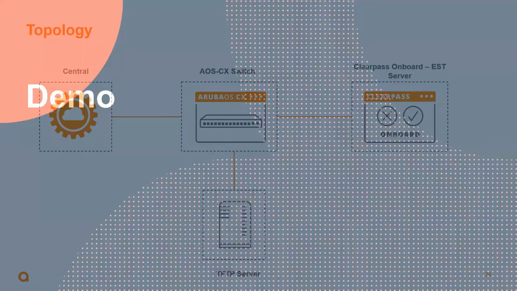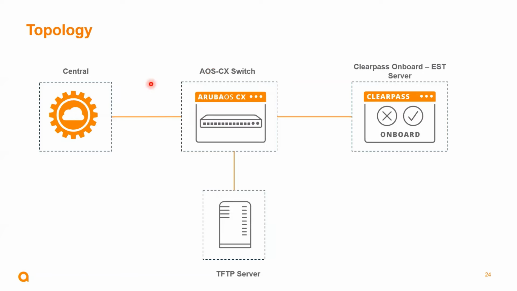Next comes the demo part. Let's see the topology that will be used in this demo. We will have an AOS-CX switch, and then we have the center that is used to push the configuration for the switches. Additionally, we have a TFTP server that can also be used to import the configuration into the AOS-CX switch. We'll be using ClearPass Onboard as an EST server. There are other third-party servers also available for EST, but we are planning to use ClearPass Onboard. So let's jump into the demo.